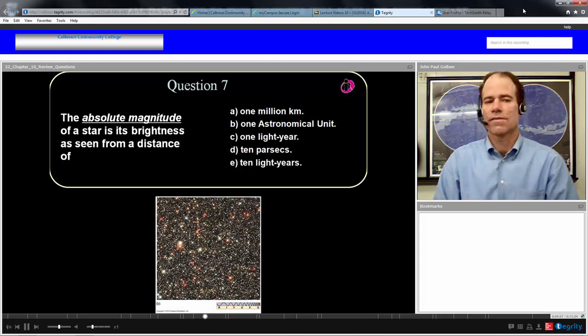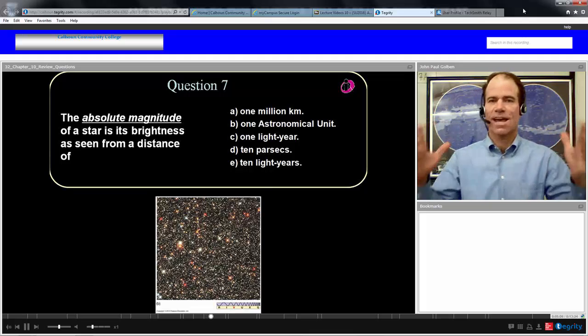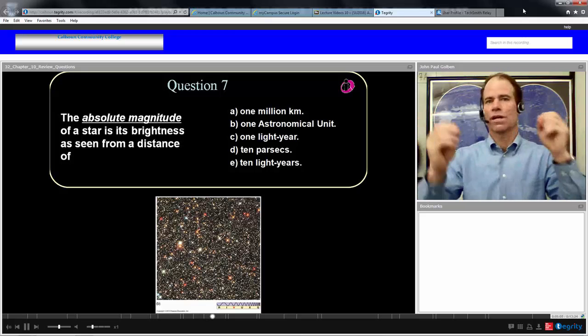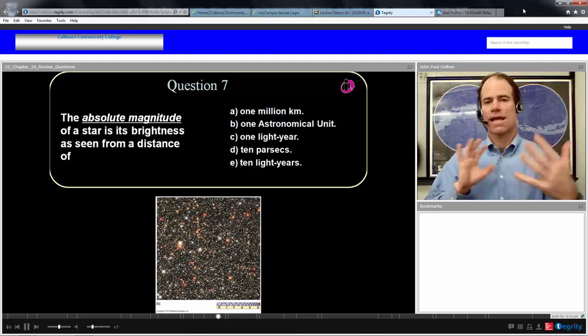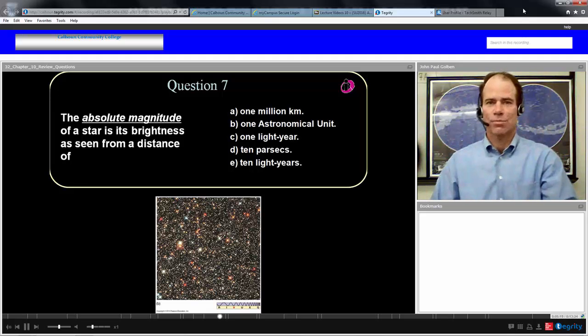Question number 7. The absolute magnitude of stars is brightness as seen from a distance of... well, the absolute magnitude is taking a standard distance away from us and putting all the stars at that standard distance, measuring its brightness at that distance. So we have a way to compare all stars. And that is at a standard distance of 10 parsecs away, or about 33 light years. And our answer here then would be 10 parsecs, or D.